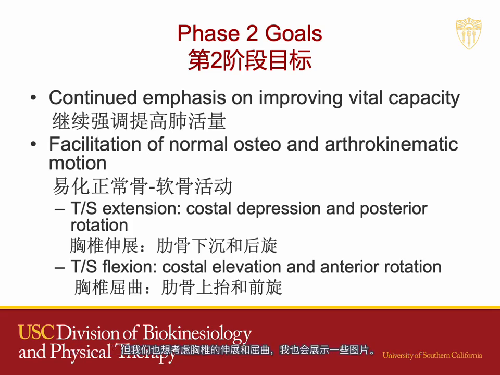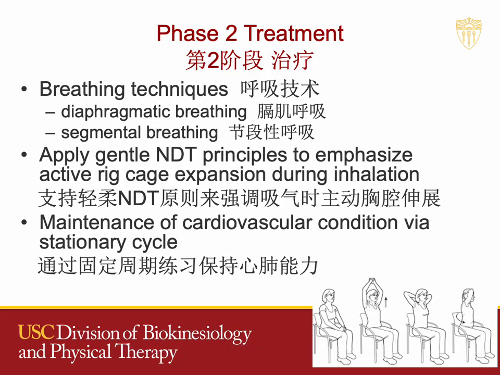But we also want to think about thoracic spine extension and flexion. And I'll show some pictures of that as well. When we go into extension and we want to allow for some rotation with that extension, then that helps to, again, open up the lungs even more and get the ribs to separate themselves a little bit more.